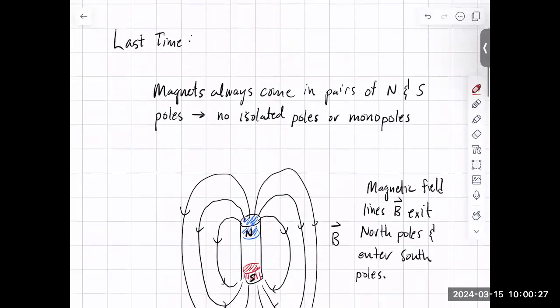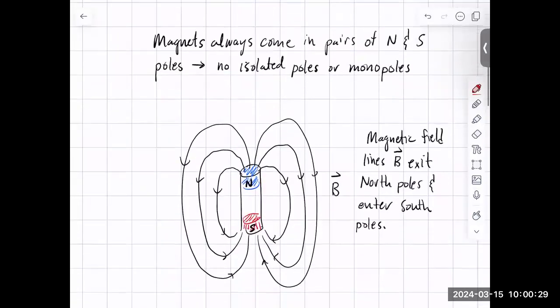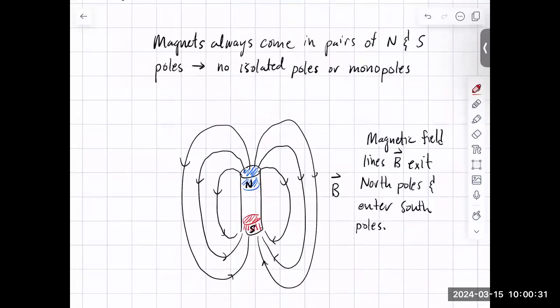Okay, good. So what we did last time is we finished off our discussion of analyzing circuits with resistors and batteries, and combining resistors in series and combining resistors in parallel. And then we started our discussion of magnetism.